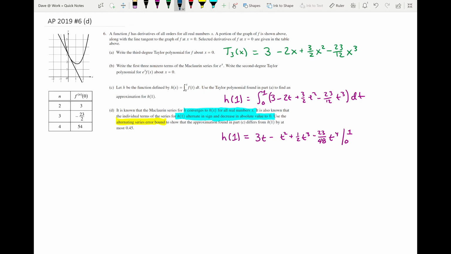Just to be clear, you don't have to actually say any of this because it's already given to you in the paragraph. I just wanted to make sure it was clear to you why you could use the alternating series error bound to begin with. But let's now actually work on the problem that's in front of us.